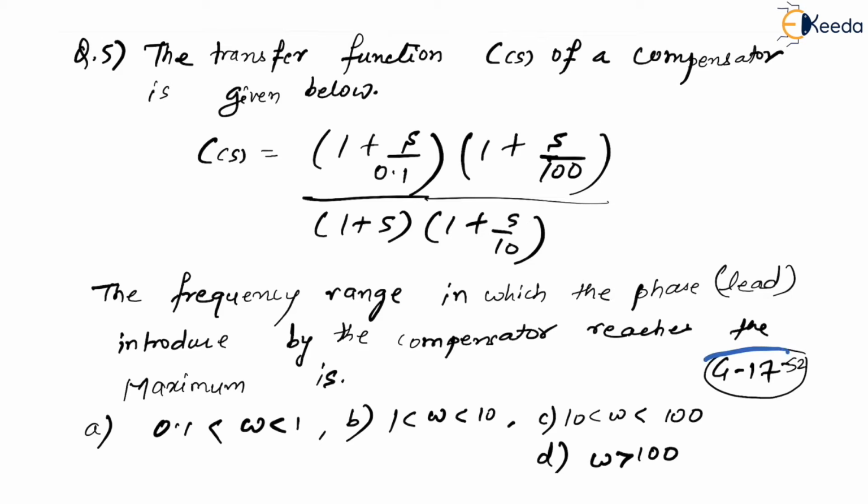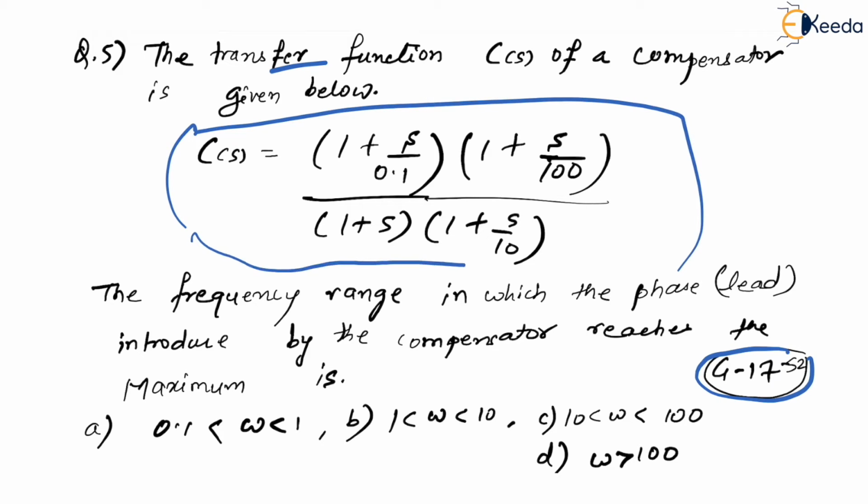Yes, dear, it is GATE 2017 set 2 question. Now, the transfer function C of S of a compensator. This is the transfer function of a compensator. The frequency range in which the phase lead introduced by the compensator reaches the maximum is. Let us try to find that. We will first try to identify which is lead and which is lag.